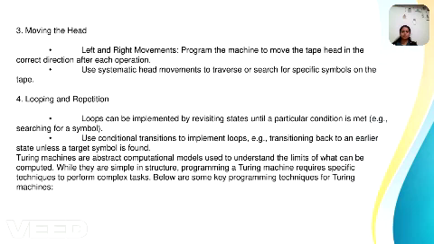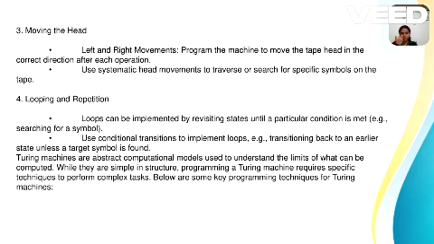Looping and repetition. Loops can be implemented by revisiting states until a particular condition is met, for example, searching for a symbol. Use conditional transitions to implement loops, for example, transitioning back to an earlier state unless a target symbol is found.